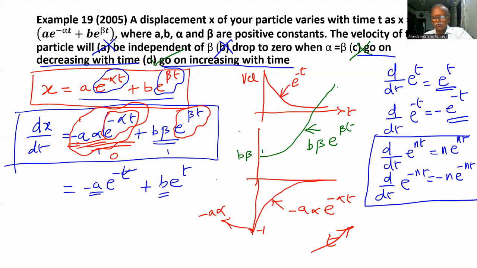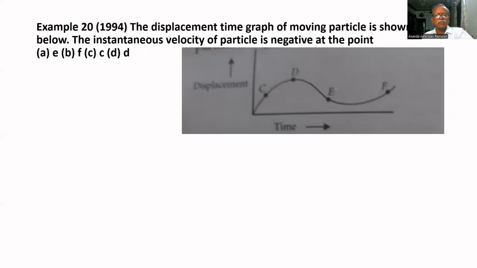Yes, this is over. The answer is D. Next question: the displacement-time graph of a moving particle is shown below, with displacement on the y-axis and time on the x-axis. The instantaneous velocity of the particle is negative.